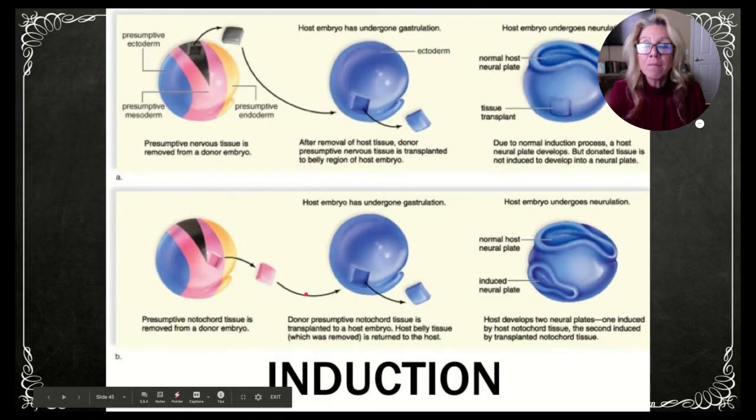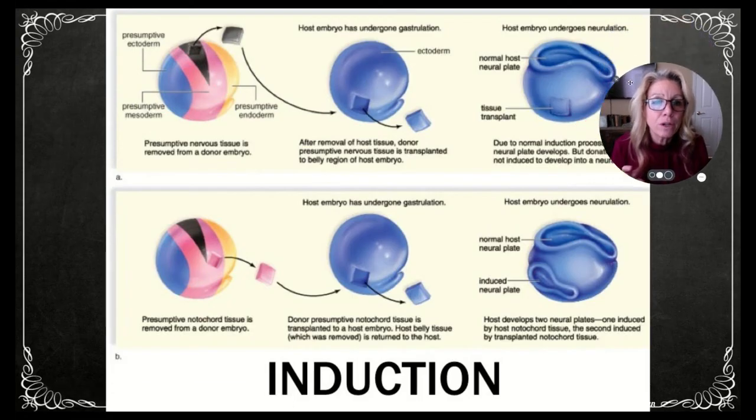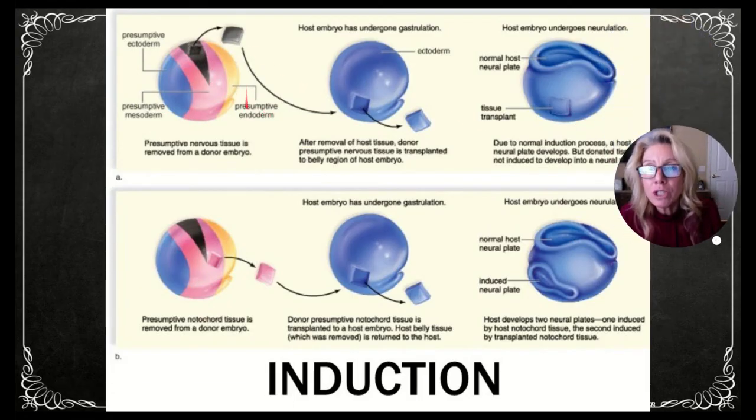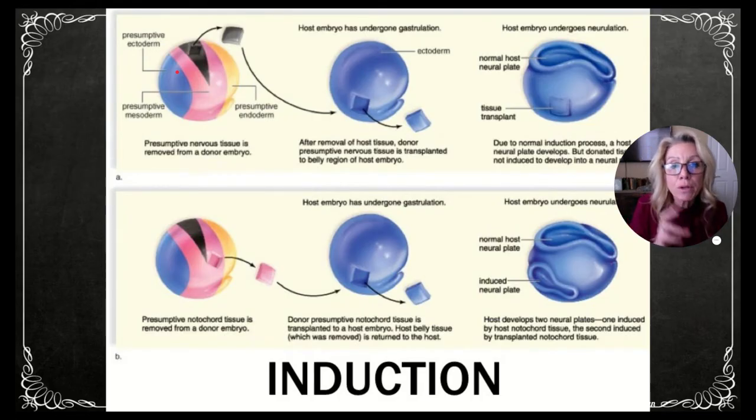So moving on. This was an experiment done, and I kind of alluded to it earlier. Here they took some tissue that was presumptive nervous tissue, and they removed it. Remember, nervous tissue comes from your ectoderm. They transplanted it onto another cell, but it never became a spinal cord. The reason is that the presumptive nervous tissue that was part of the ectoderm, which you would have expected to develop right there, did not have a notochord underneath it to influence it.